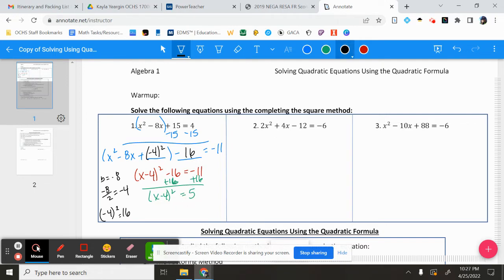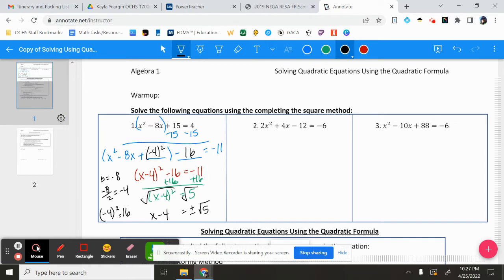Then I need to get rid of the squared, and I do that by taking the square root. But please remember, anytime I take the square root, I am going to have two answers. So the square root of 5 cannot be simplified here. So I'm going to leave it plus or minus the square root of 5. Then I have x minus 4 is equal to that.